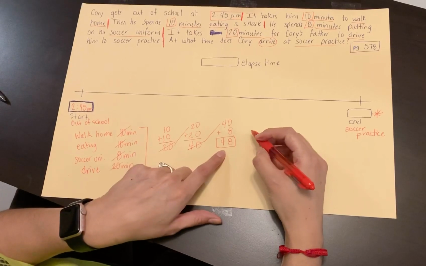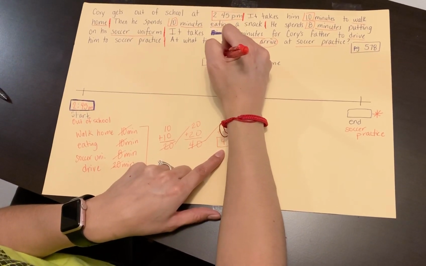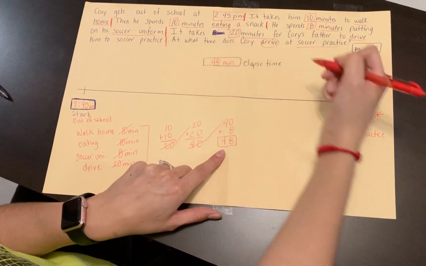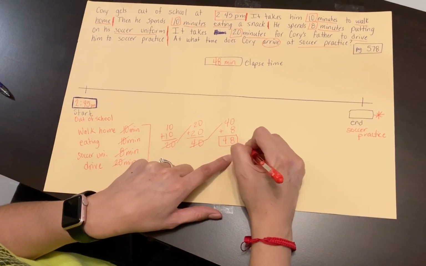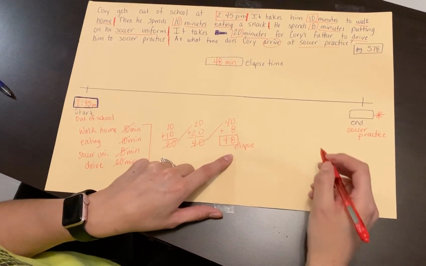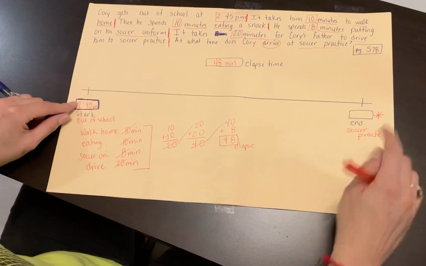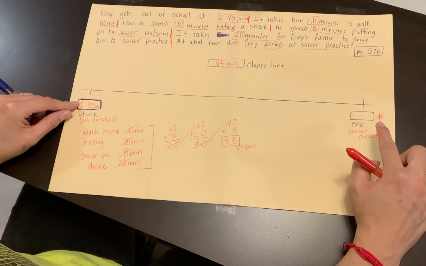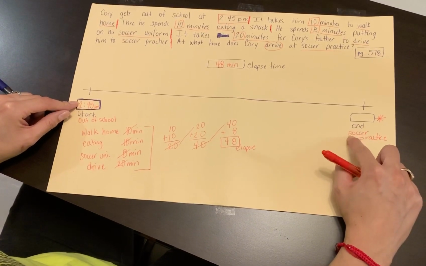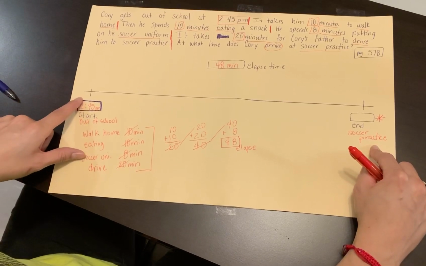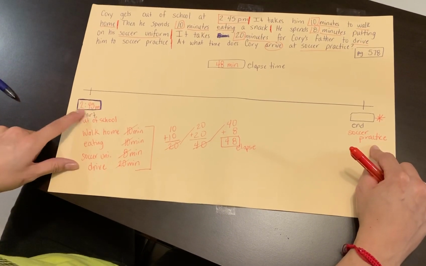That is not your answer. That's only the number that goes in the elapsed time. That's how much you're going to move the time. So we're going to call this the elapse. Now we're going to move. Remember, your job is to find the end, what time he got to soccer practice. So now I'm going to start moving my time forward from 2:45.